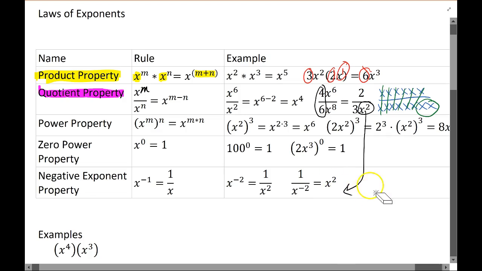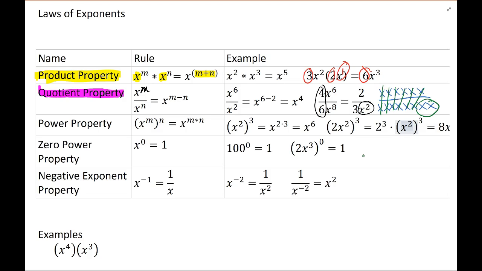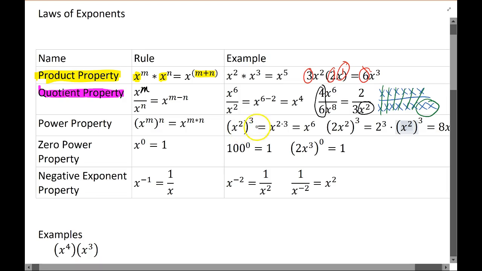All right, moving on. You have the power property. The power property, whenever you take a base to a power, you multiply the exponents. And so if we look here at this first example, we have x squared to the third. So you're going to take 2 times 3 and get 6.